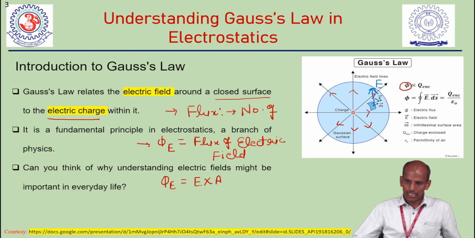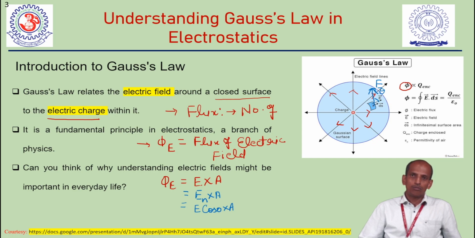And they are making an angle theta, right? So in that case, what would be the flux? Yes. So you have to take the normal component of electric field. And what would be the normal component of electric field? That's the very easy one to find. Using the geometry, it could be E cos theta. So E cos theta into A.